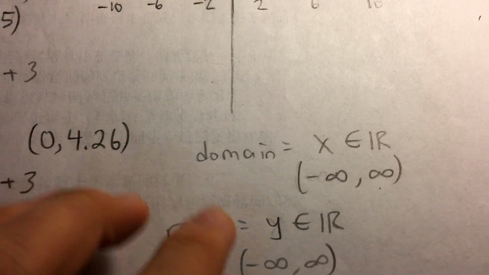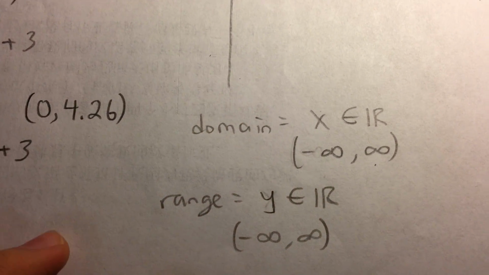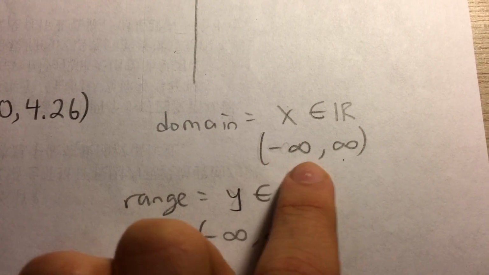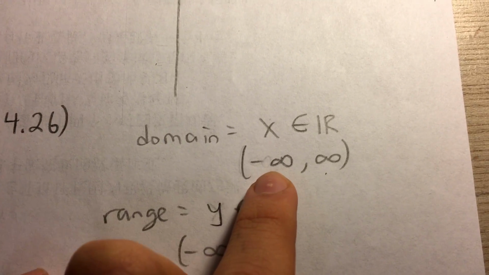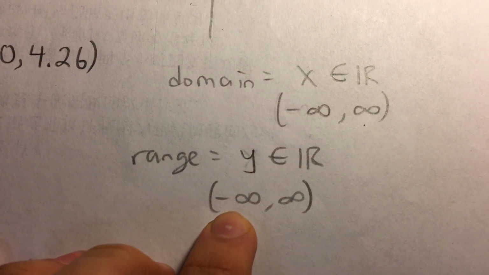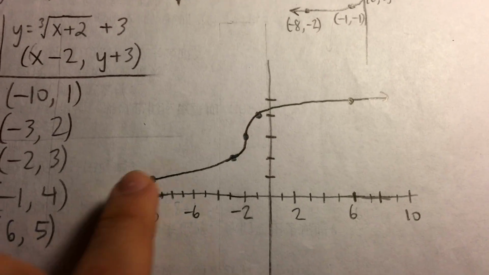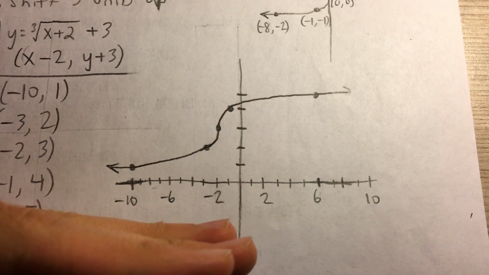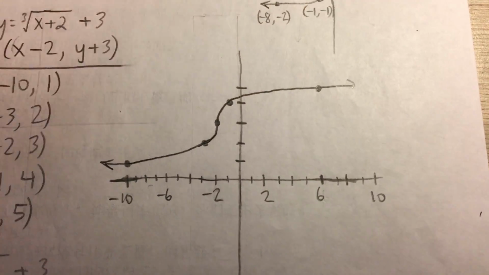And the domain and range for cube root functions is going to be: x is all real numbers, or in interval notation from negative infinity to infinity. And the range is the same thing, negative infinity to infinity. Because you can see I can plug in any x value across this graph, and I also can get any y value going up and down.